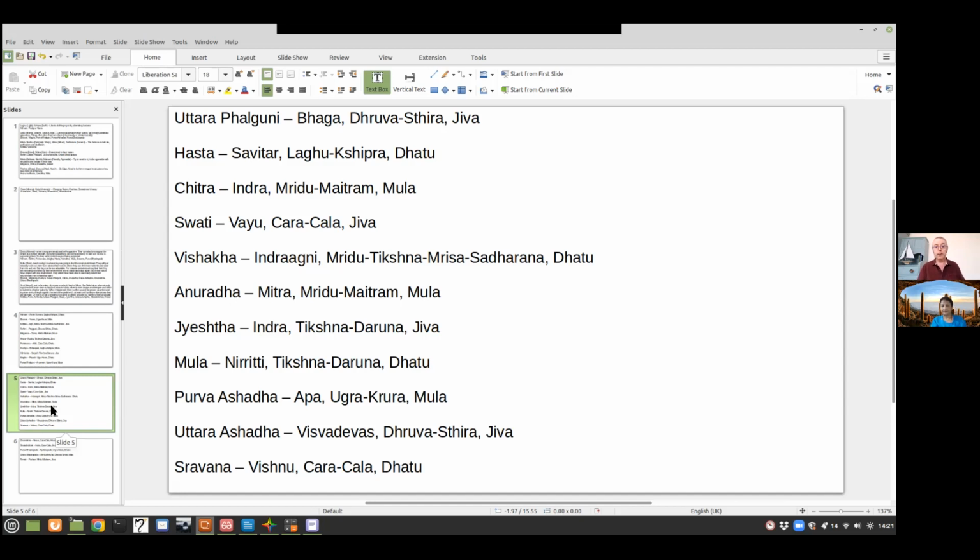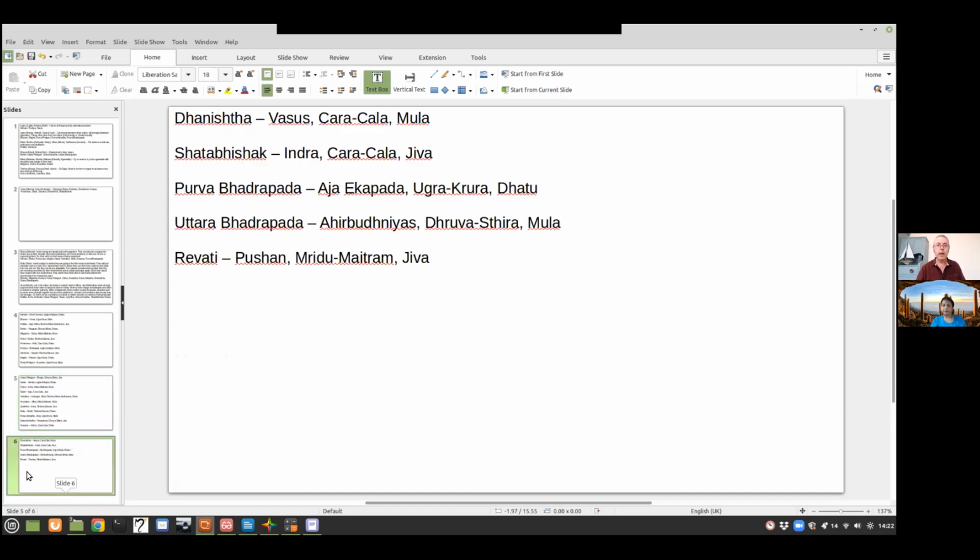Purva Ashada is connected to Apa, the water deity. It's a cruel and violent and a plant nakshatra. Uttara Ashada is connected to the Vishvadevas, and it's a fixed and firm and an animal nakshatra. Shravana is connected to Vishnu, and it's a moving and unsteady nakshatra connected to the mineral kingdom. Dhanishta is connected to the Vasus, which are the supporting deities and the deities of light and abundance. It's a moving and unsteady nakshatra and connected to the plant kingdom.